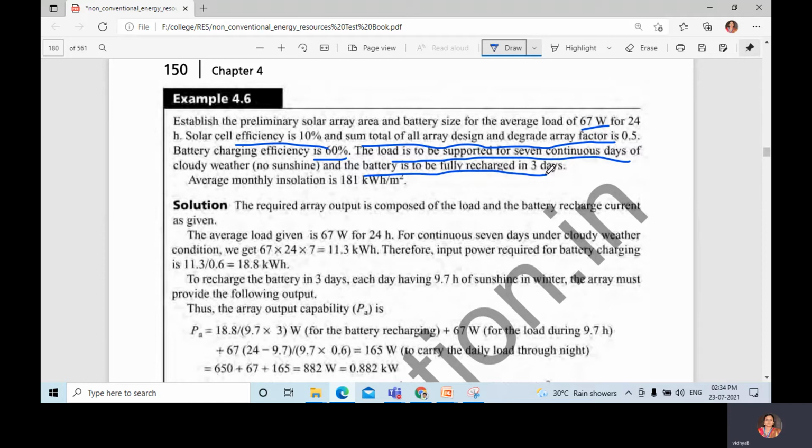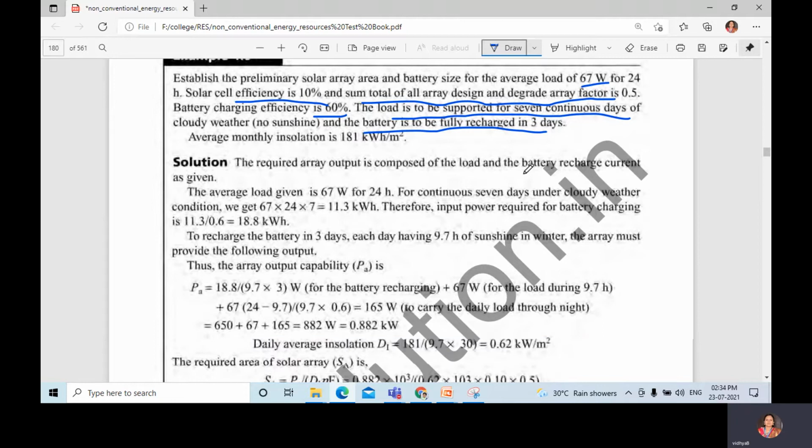Okay, they have asked to establish the preliminary solar array area, and also the battery size for the average load of 67 watt. First, the average load given is 67 watt for 24 hours. We get that 67 into 24 into 7.